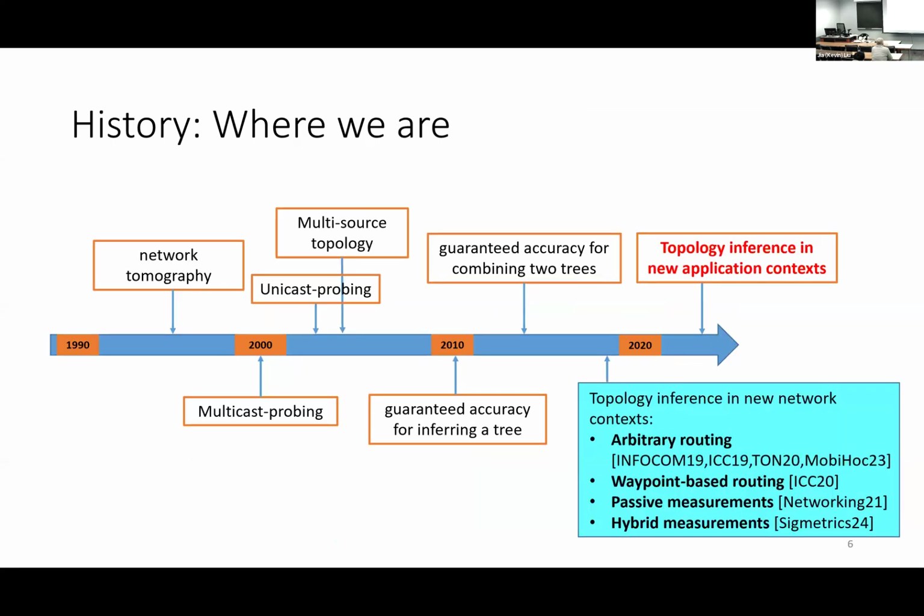And now let's take a broader look, looking back at history about what has been done and where we are right now. As I said, this whole idea is rooted back 20 years ago in the observation that if you can do multicast probing, you can generate equivalent canonical trees for a single probing source. And then there were multiple extensions immediately following that.